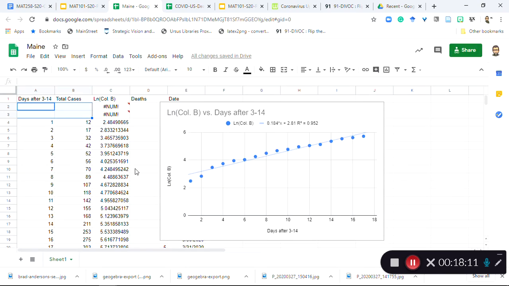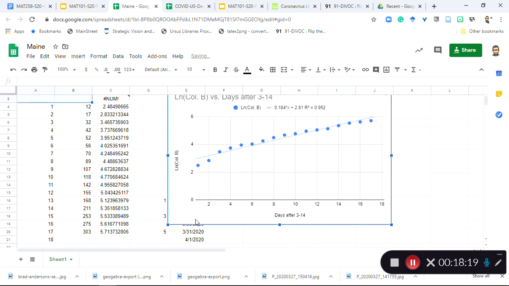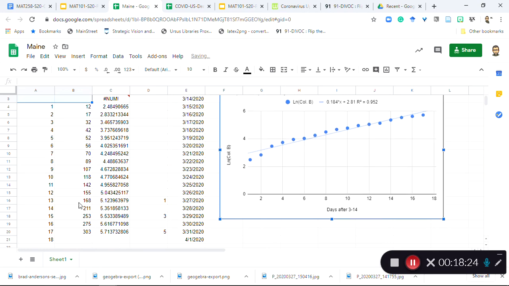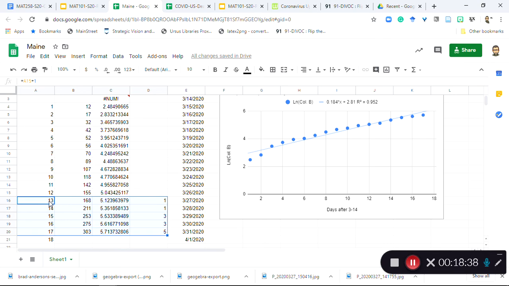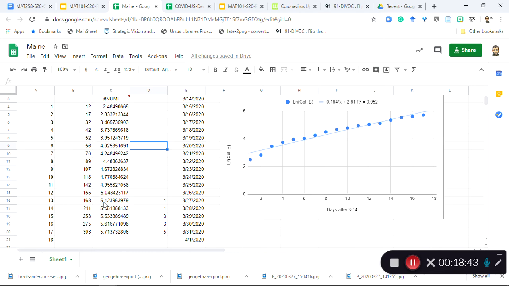Now, as far as deaths in Maine go, there aren't very many yet, and hopefully it stays that way. But we could try making some estimates there. So we only have 3 data points so far. So we could add 1 here and 3 here because we don't know any better. And then we could select these. We could do a graph. Actually, I don't want to have this stuff in between. I'm going to do a little edit and start another sheet, and I'll bring it back in.